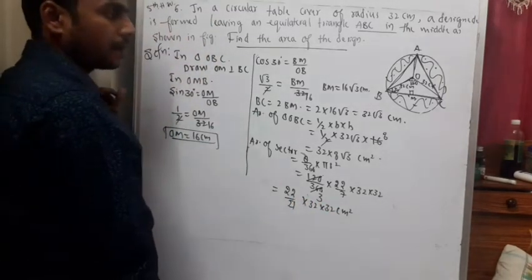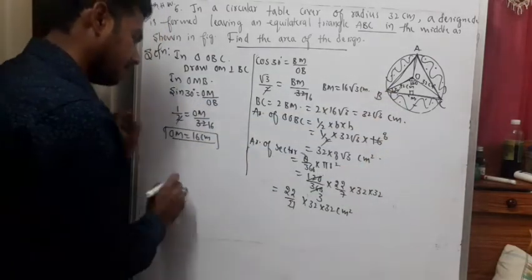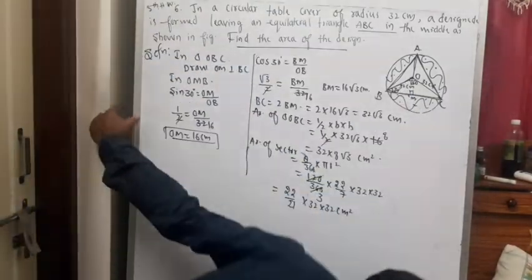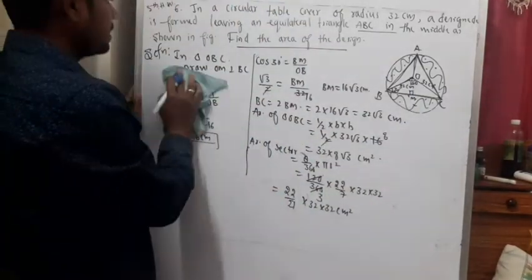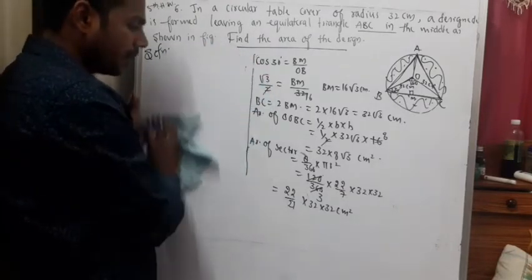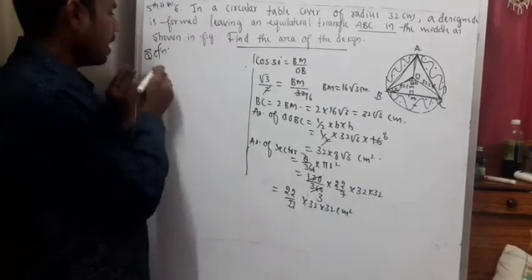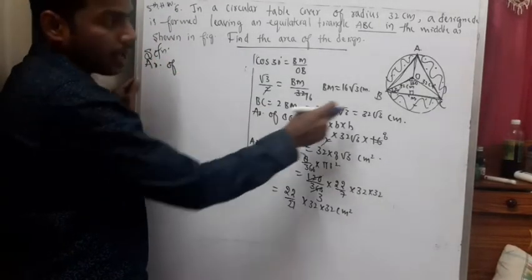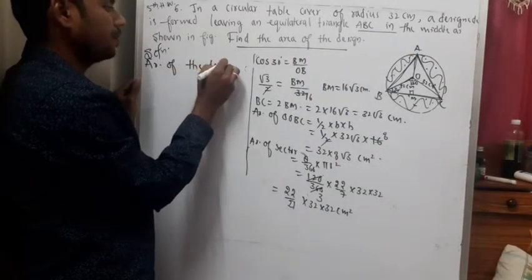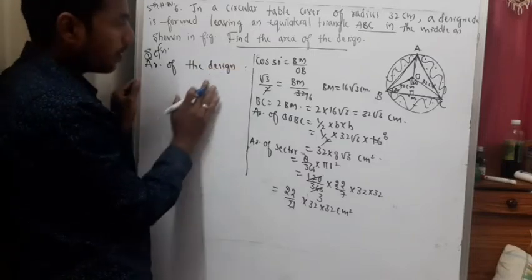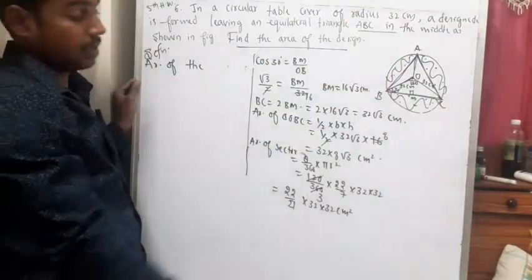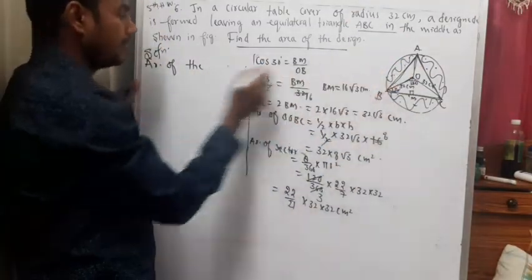Now the area of the minor segment. I need space, so I will erase this part. Before that, please pause the video and note this down. Now, first we need to find the area of the segment, then we'll find the total area of the design.